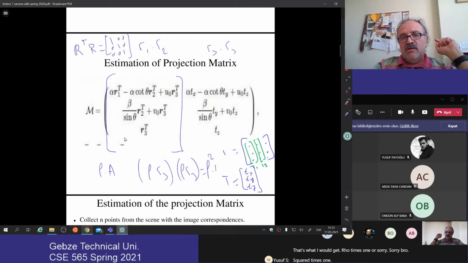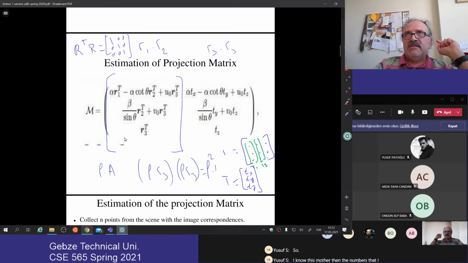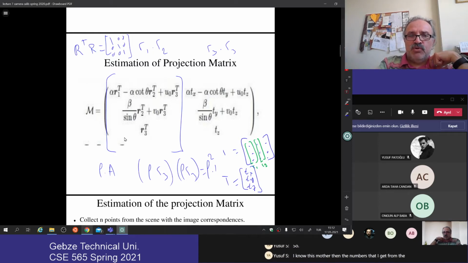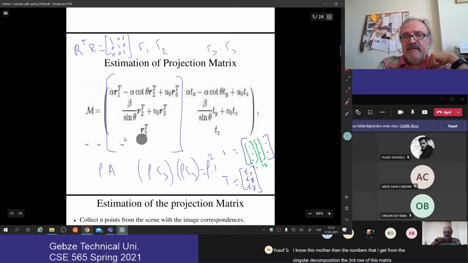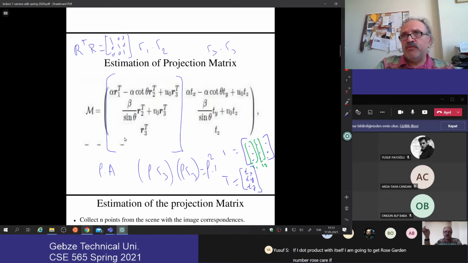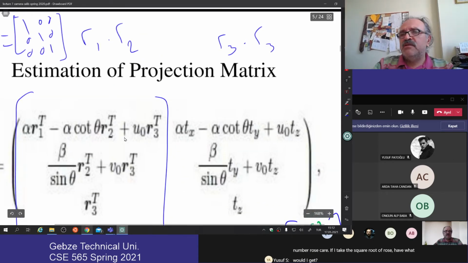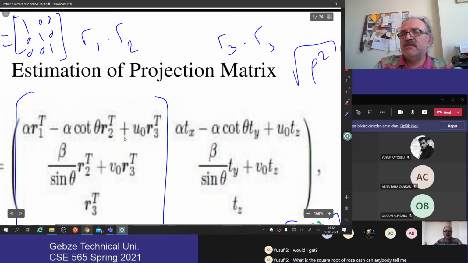So I know this one then. The numbers that I get from the singular value decomposition, the third row of this matrix A, if I dot product with itself, I am going to get rho squared, the number rho squared. If I take the square root of rho squared, what would I get? Can anybody tell me? What is the square root of rho squared?